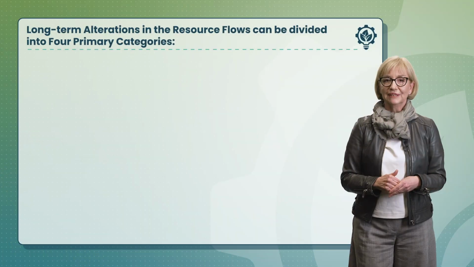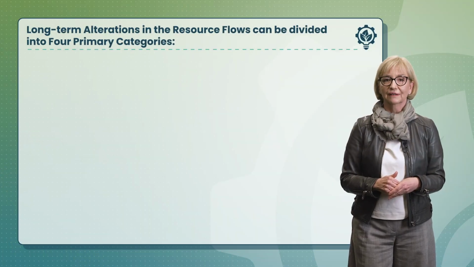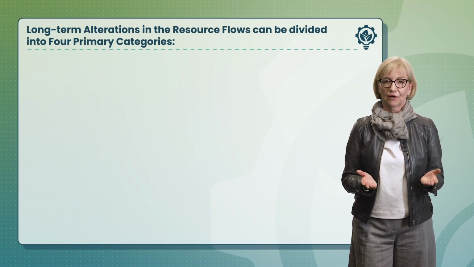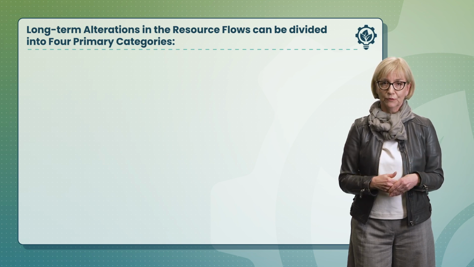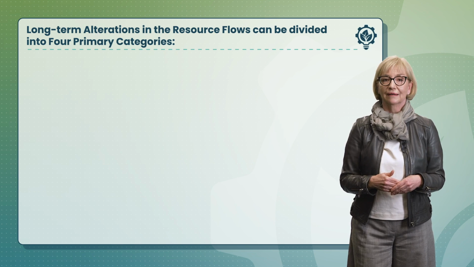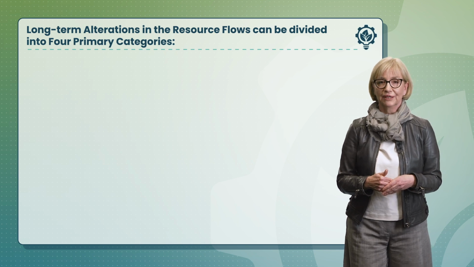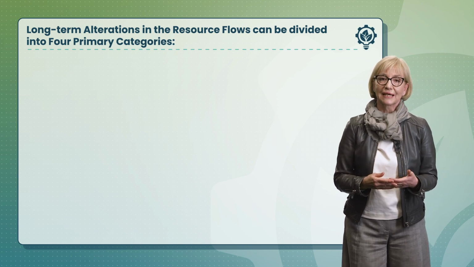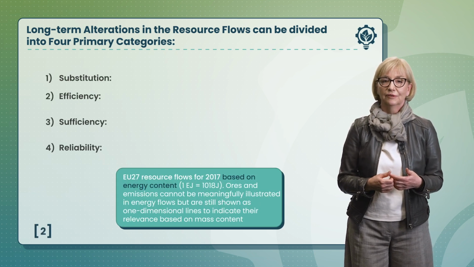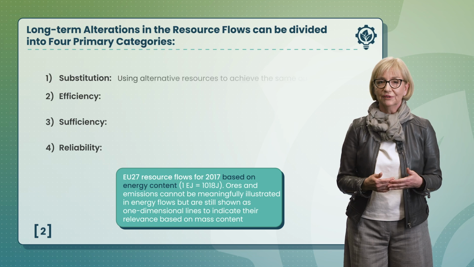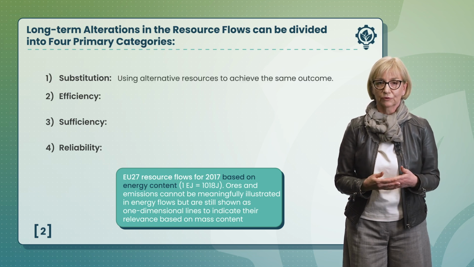The outcomes of this analysis define the current limitations with regard to our capacity to depict a resource stream that may come under the purview of the circular bioeconomy and multi-sector integration in the forthcoming decades. These long-term alterations in the resource flows can be divided into four primary categories. 1. Substitution, using alternative resources to achieve the same outcome.